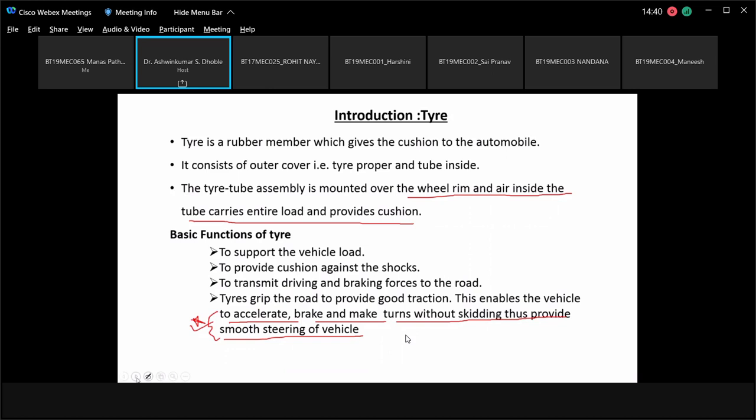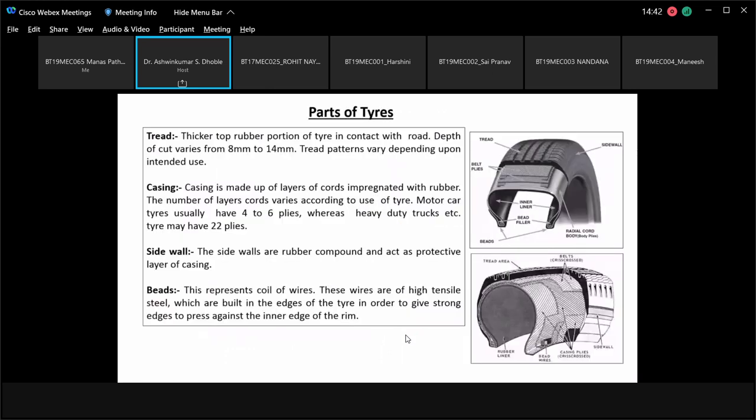Now coming back to tires, what are the parts of the tire? If you see these figures, you will find that the treads are the outermost part of the tire. The outermost part which you see has some kind of pattern made on the outer periphery of the tire, and that is called the tread. It is the thicker top rubber portion of the tire in contact with the road. Depth of cut varies from 8 millimeter to 14 millimeter. They are 8 to 14 millimeter deep.